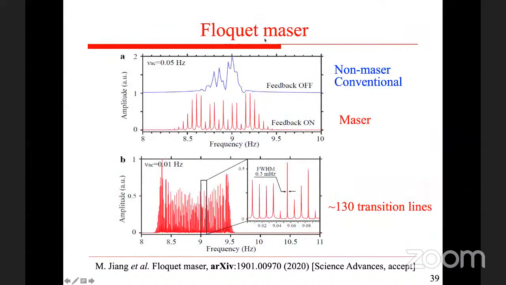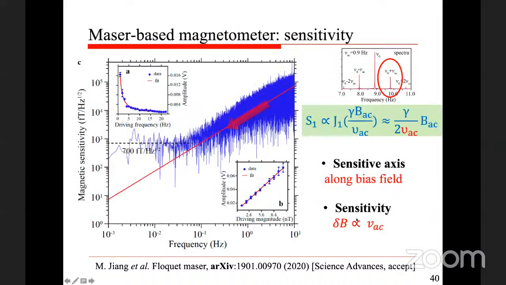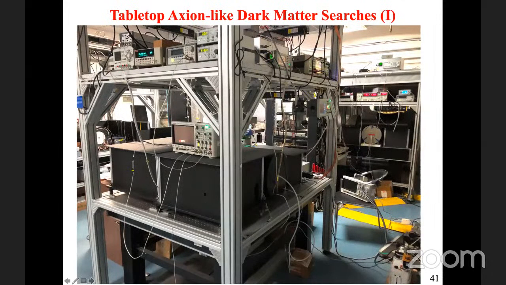And then this is a more complicated example. We can see the Maser has more than 100 transition lines. We also use this Maser to realize a magnetometer. It could be very sensitive to low frequency. Okay, so this is our setup for hunting for axion-like dark matter. Currently it is working well and we are trying to search for dark matter.